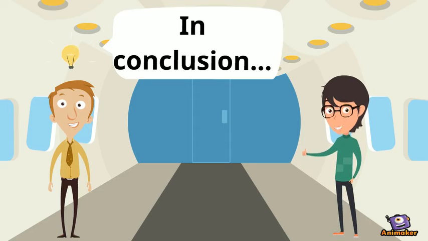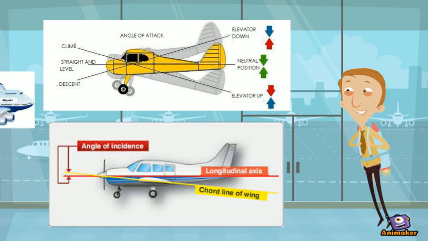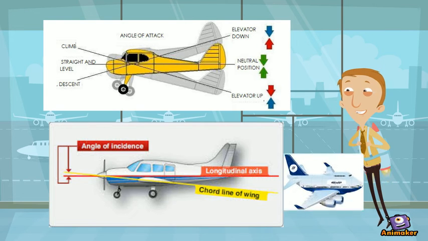In conclusion, we can say that the angle of attack is the angle that is formed by the chord of the airfoil and the direction of the relative wind, and the angle of incidence is the angle formed between the chord line and the longitudinal axis.